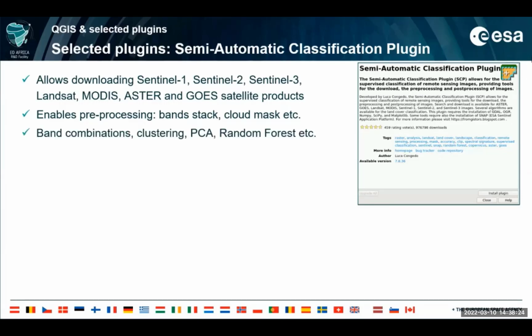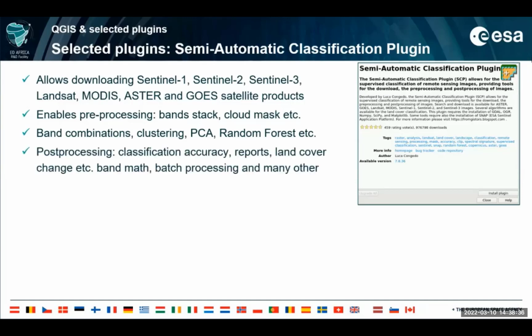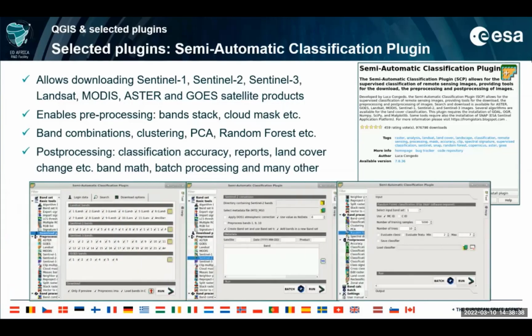Some tools also require the installation of SNAP software. What is more, plugins allow us to perform pre-processing of images, cloud mask, resampling, atmospheric correction, and others. Band processing, such as band combination, stacking, but also classification, and allows to generate classification accuracy reports or computation of land cover changes. Below you can see the examples of use of such plugin.